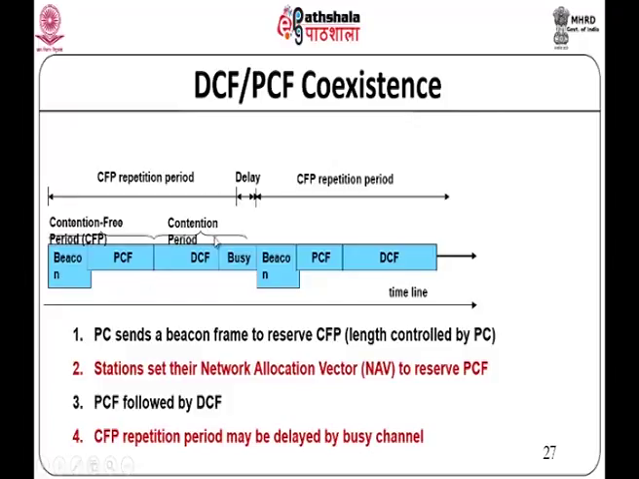After that, the PCF will be followed by a DCF period, which is a contention based period. So anybody who wants to transmit will first go through the CSMA CA mechanism, and they will try to transmit the data. Okay. So CFP repetition period. Now while the DCF transmission is going on, if the CFP repetition period ends, you cannot immediately start because something is happening, right. So if it is busy, you will delay this period for a while, and then once the transmission is over, the next CFP repetition period will start. Okay. That is basically how the DCF and PCF are used together.